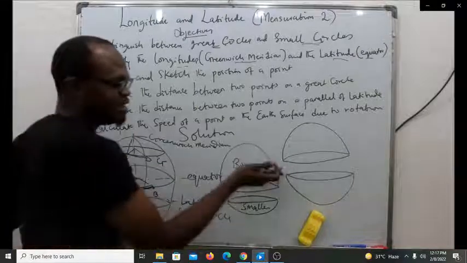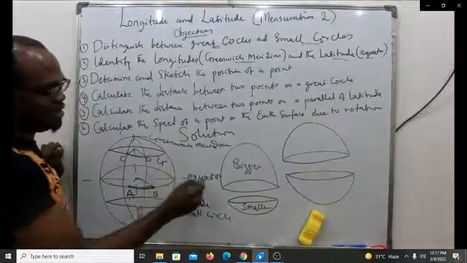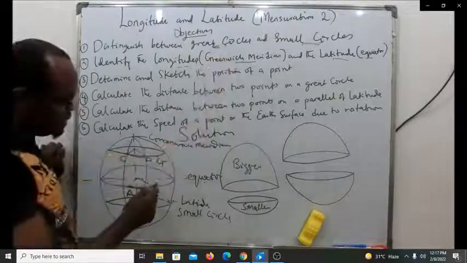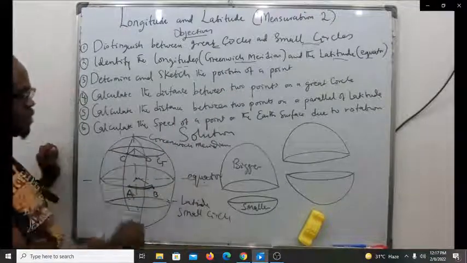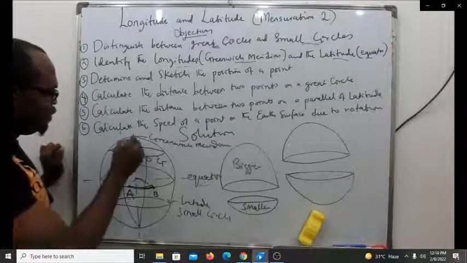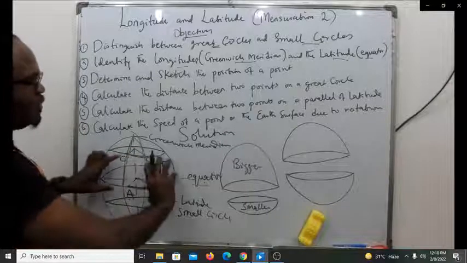But the one through which, when you cut, you can get two equal parts, like the equator, is a great circle. So the latitude that is a great circle is the equator, whereas most of the longitudes are great circles. Because if you cut the earth through this point, you're going to get two equal halves.